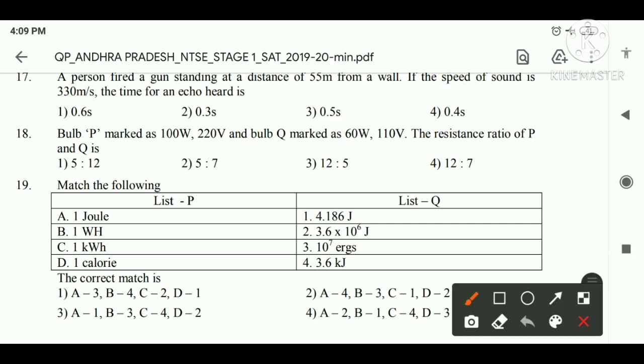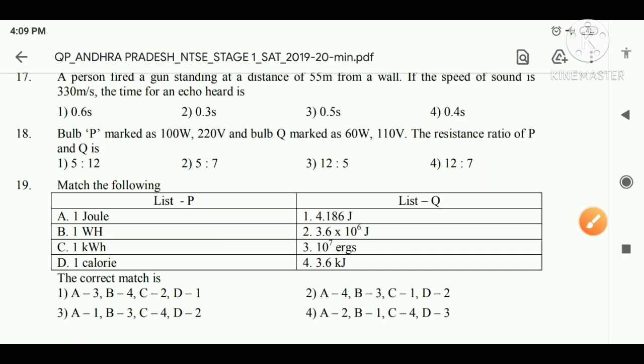Next, 1 watt hour is 3.6 kilojoule. Right. Option C, 1 kilowatt hour is 3.6 into 10⁶ kilojoule. Okay, right. Option D, 1 calorie is 4.1 kilojoule. Right, this one is matching the correct one. Okay, let's go to the next option.